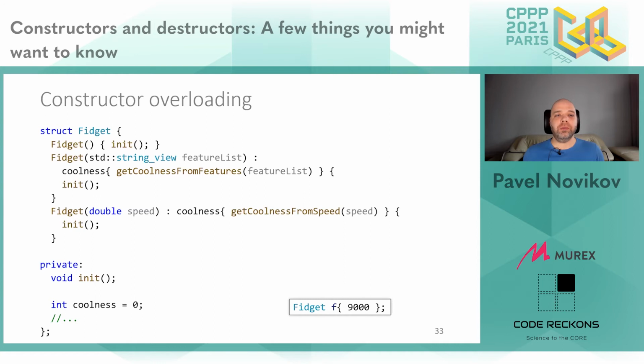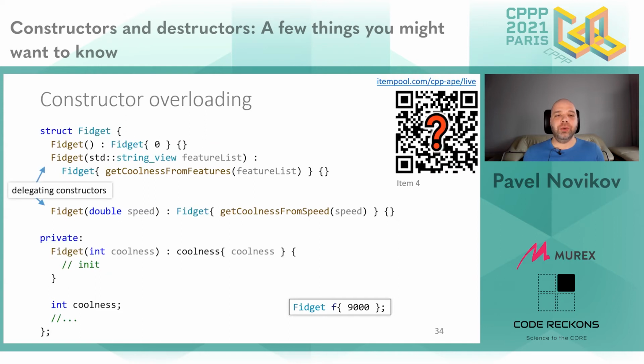So we have these calls to init repetitive, and we have initialization of the member coolness. So we decided to refactor it and delegate the construction to the private constructor, which receives a coolness parameter that we calculate differently in our other two constructors. And we got rid of the repetition and everything seems well. And the question here is, what will happen to the already existing code? Will it work? Will it continue to work?